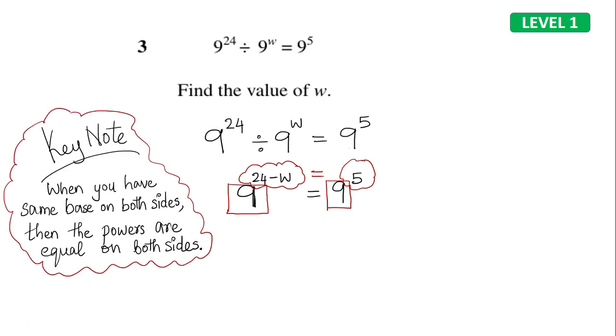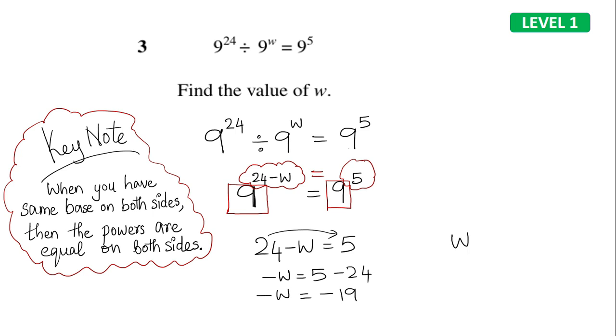I'm writing the keynote for you. When you have the same base on both the sides, then the powers are equal on both the sides. So I'm just going to equate it as 24 minus w is equal to 5. Solving this equation, I'll get negative w as 5 minus 24, which means negative w is equal to negative 19. And simplifying it further, my w is going to be negative 19 over negative 1, which is positive 19.